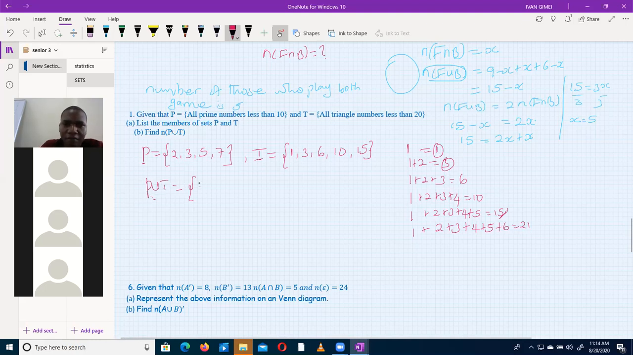So 1, 2, 3, 5, 6, 7, 10, and 15. Those are the elements of set P union T. So what's the number of those elements? How many elements in that set? 1, 2, 3, 4, 5, 6, 7, 8. 8 elements. So you'll have answered this.